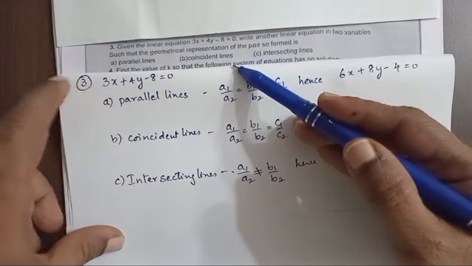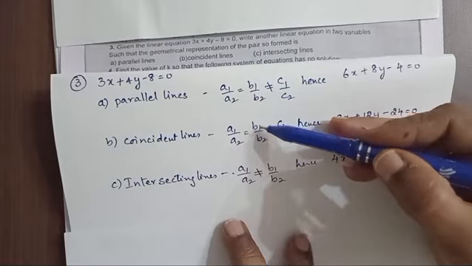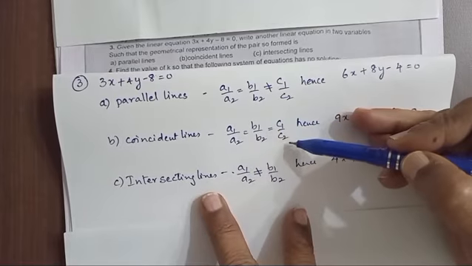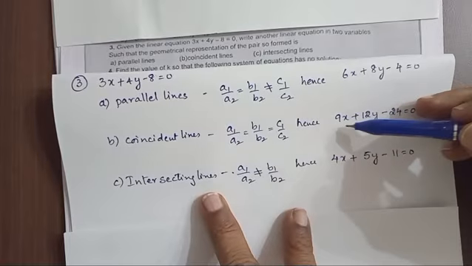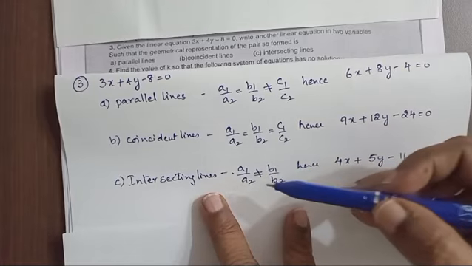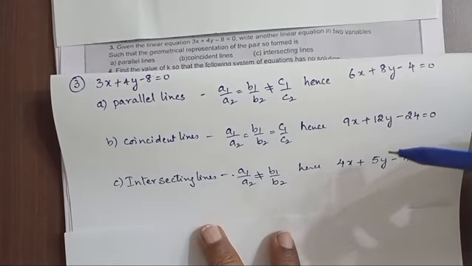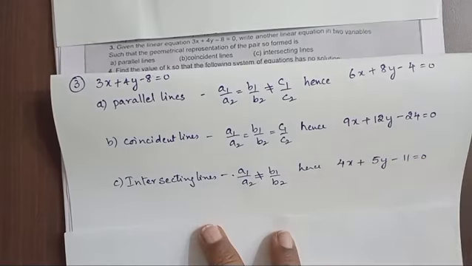For the coincident lines, the ratio a1/a2 should be equal to b1/b2 equal to c1/c2. Hence, we can have 9x + 12y - 24 = 0. For intersecting lines, a1/a2 should not be equal to b1/b2. Hence, we can have 4x + 5y - 11 = 0.